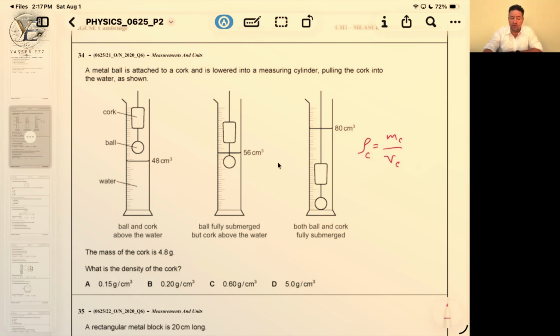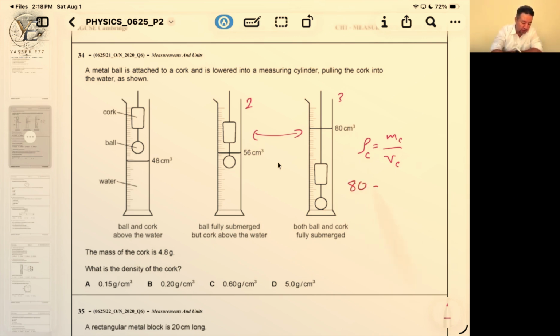I can find the volume of the cork between the two last measuring cylinders, because the only change in the level of the water due to the submerging of the cork is between the second and the third. No need for the volume of the water in the beginning, or the volume of the sinker or the metal ball. So I'm going to find the difference between these two, and of course I'm going to consider the second and the third measuring cylinder, or the third drawing we have here.